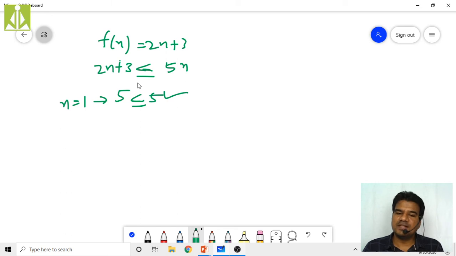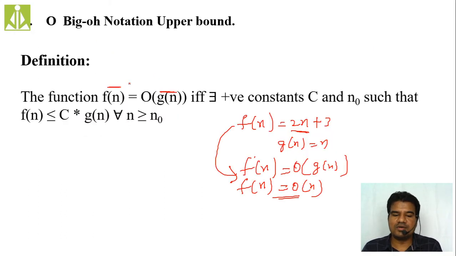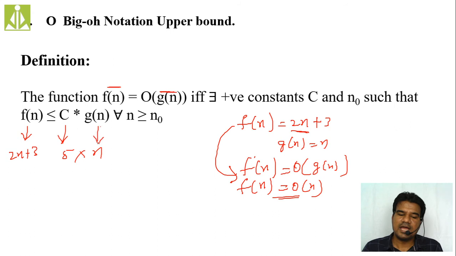All those values will satisfy that function. So this we are considering as C, and this we are considering as g of n. According to our definition, we are able to represent our f of n, 2n plus 3, as 5 multiplied with g of n, where g of n is nothing but n. So we can write f of n equals order of g of n.